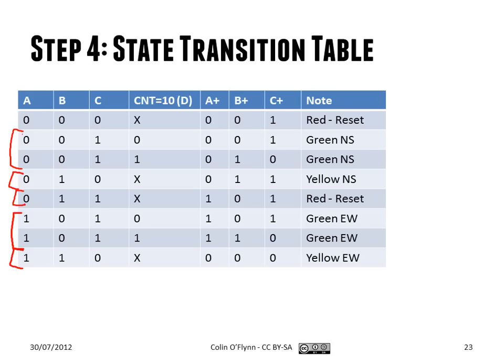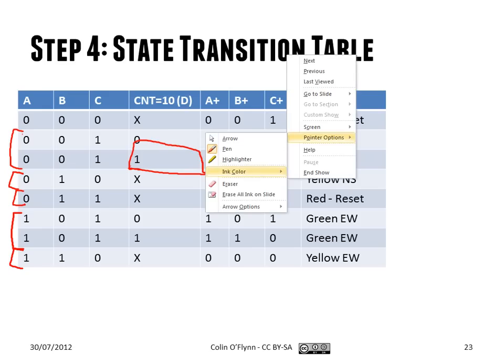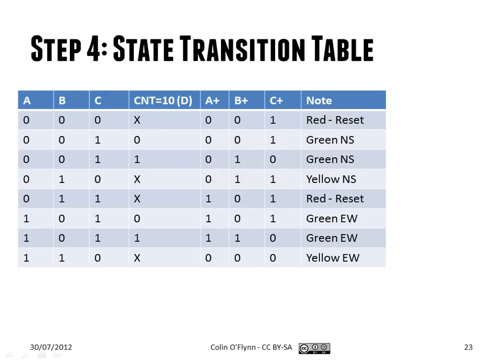If we're in the green state, we only move out when count is 1. Otherwise, we stay in the green state. Likewise, for the second green state, exact same thing. So you only move out if count is equal to 1. So this is then the state transition table. It's saying when we start in the 000, we move to this state, 001, etc.